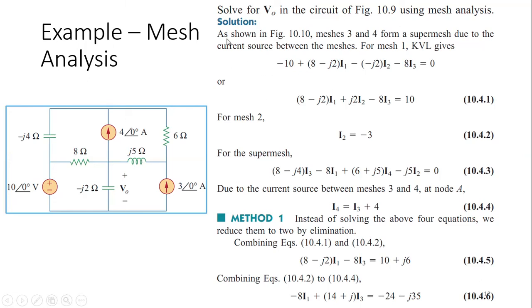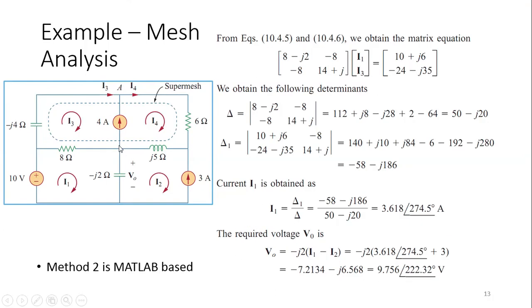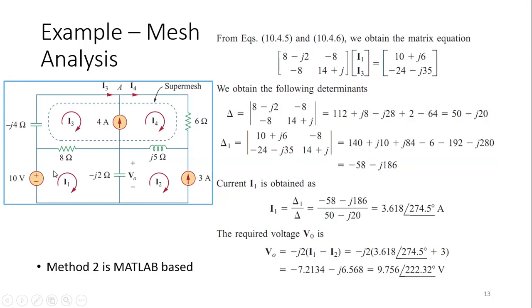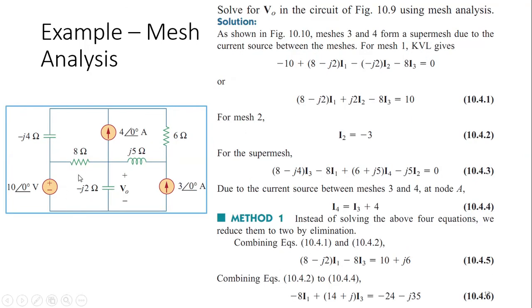We have to write the equations as in the figure: meshes 3 and 4 form a super mesh due to the current source in between. So we can write the equation for mesh 1 like this one. Sorry, this is the equation for mesh 1, as we can see from here. Writing the equation for mesh 1: minus 10, this voltage source, plus the voltage drop across this one, and plus the voltage drop across this capacitor. In this way we can simply write this equation.